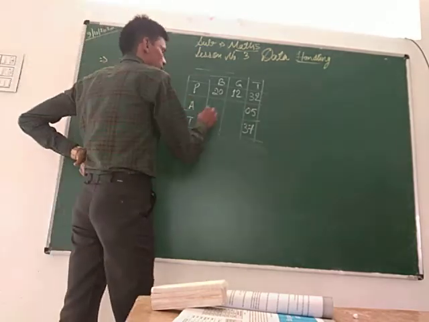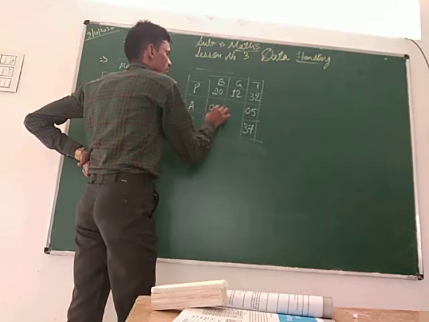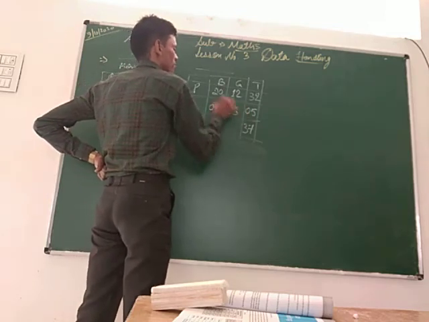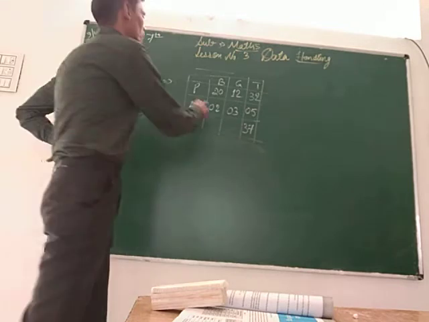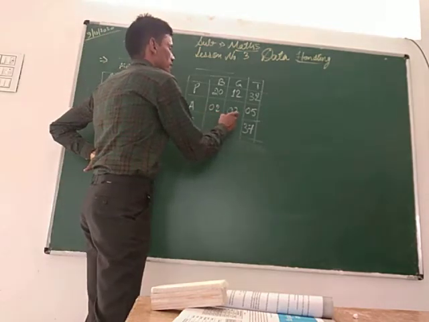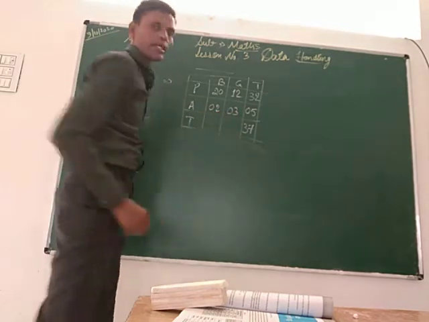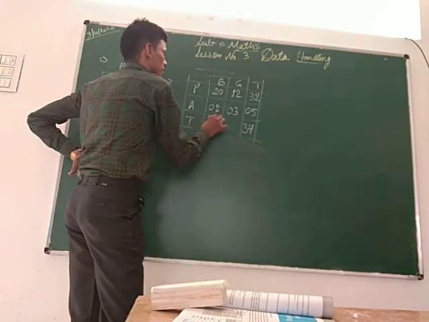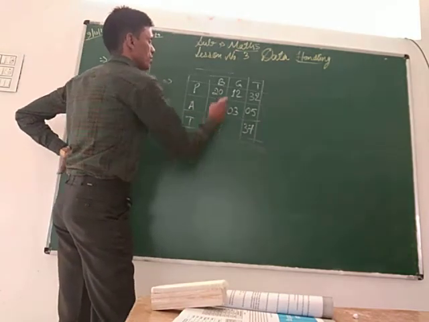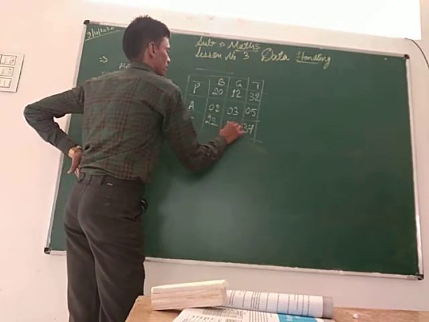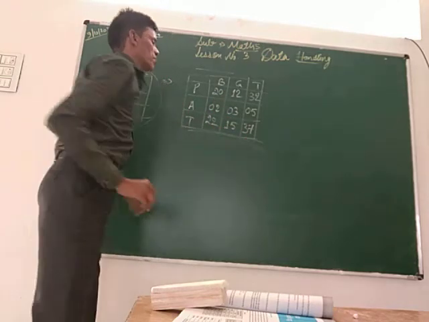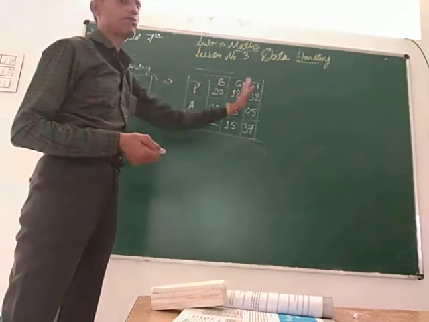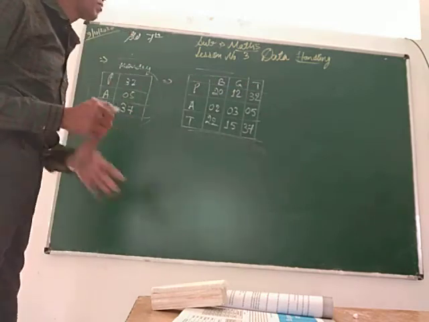How many boys are absent? 2. And how many girls are absent? 3. That is, 2 boys are absent and 3 girls are absent, total 5 students are absent. How many total boys are there in that particular class? 20 plus 2 is 22, 12 plus 3 means 15. This is the information of a class according to boys, girls, and total present. This is the kind of information.